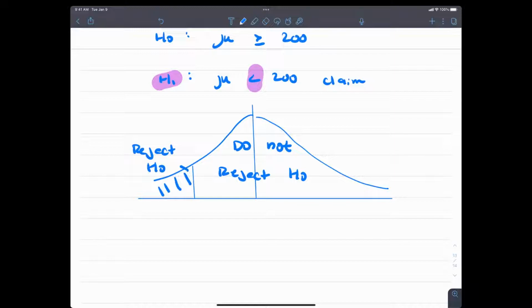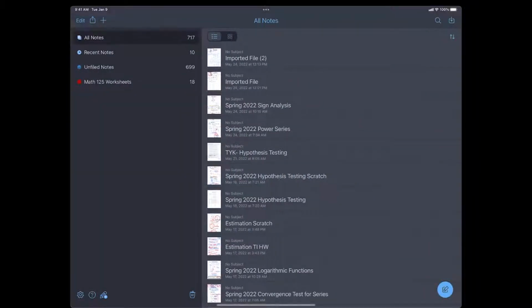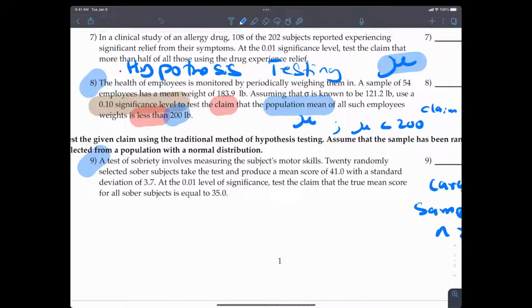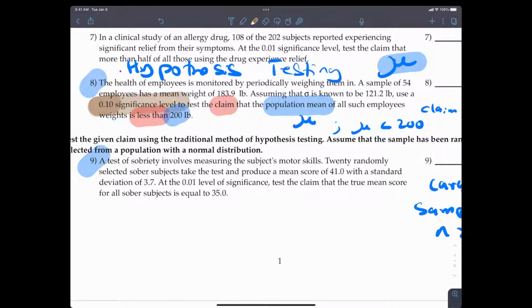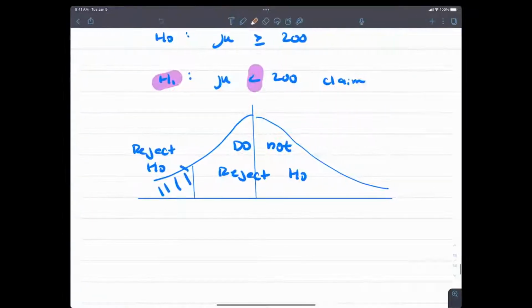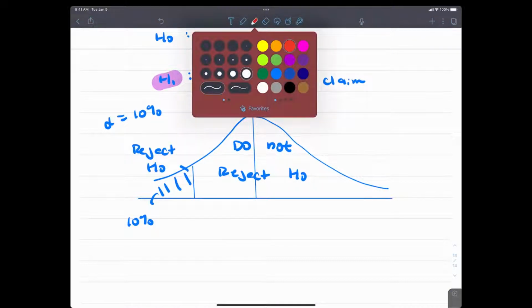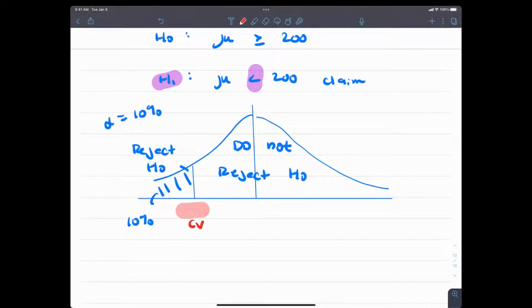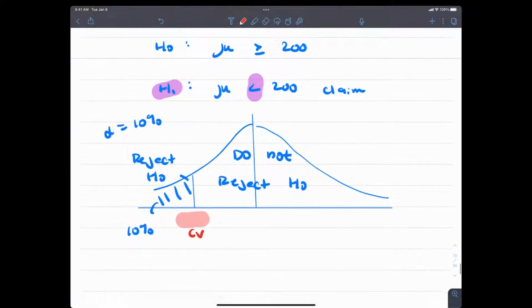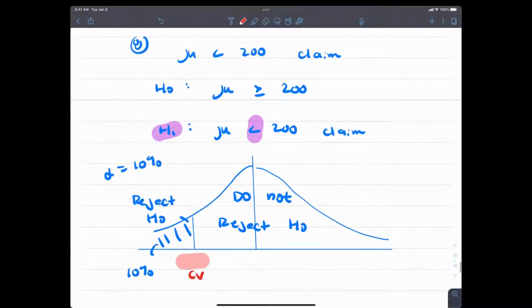Level of significance. We're going to have to go back to that sheet. They said use the 10% level of significance. So what that means here is alpha is 10%. That means 10% is in this tail here. Because remember, you need a critical value for your decision rule. So you're going to have to find a critical value. Since it's a left-tailed test, there's only one critical value. This is that homework question number 8 we're looking at.